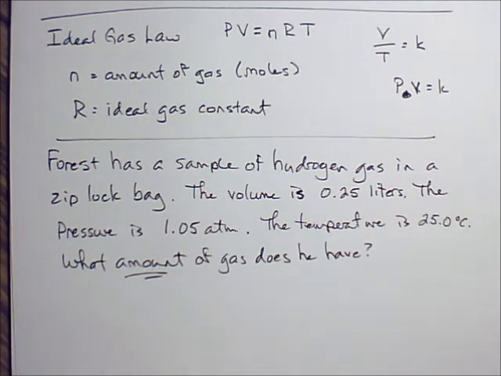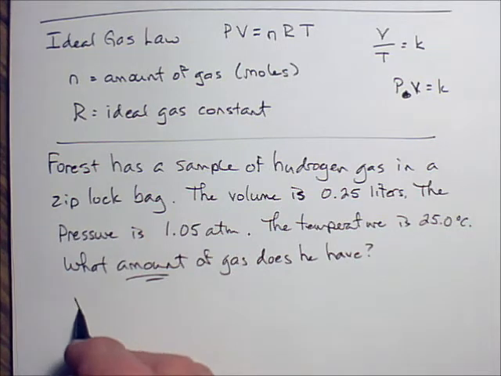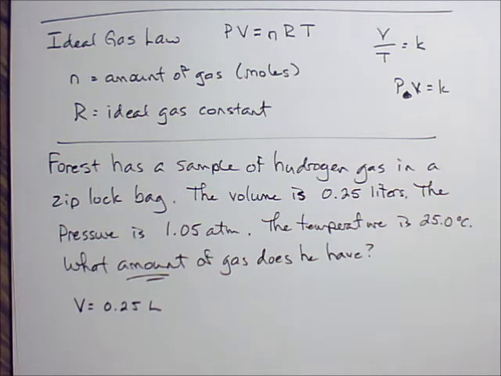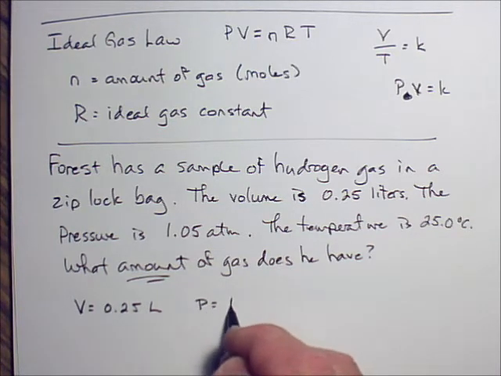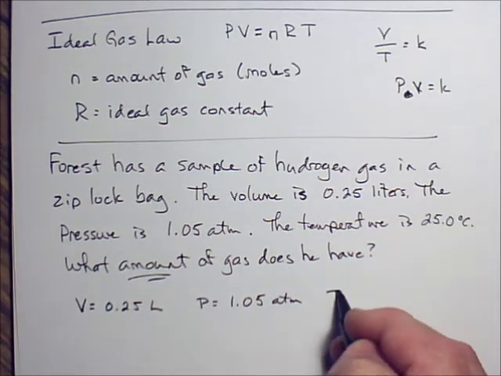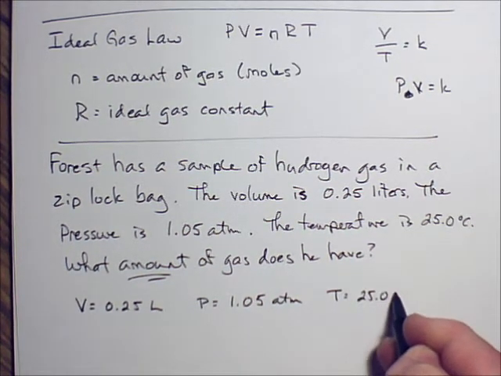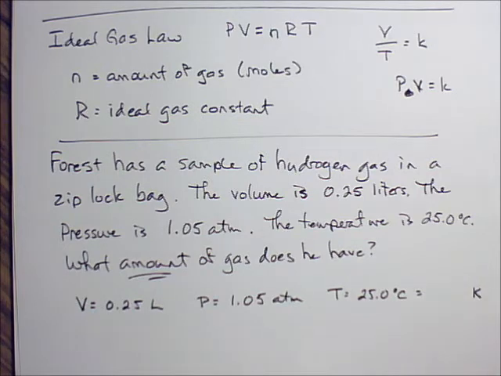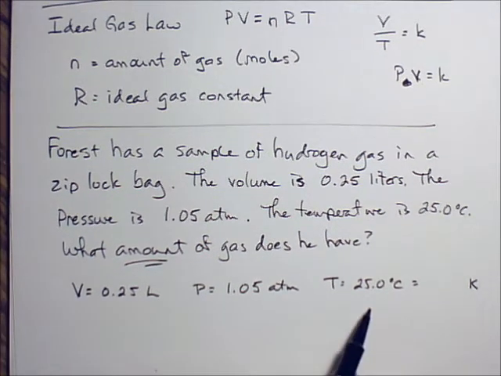All right, let's make out our list of knowns and unknowns. Make out a list of what you have. Read your problem, make out a list of what you have. Got to have our temperature in K.